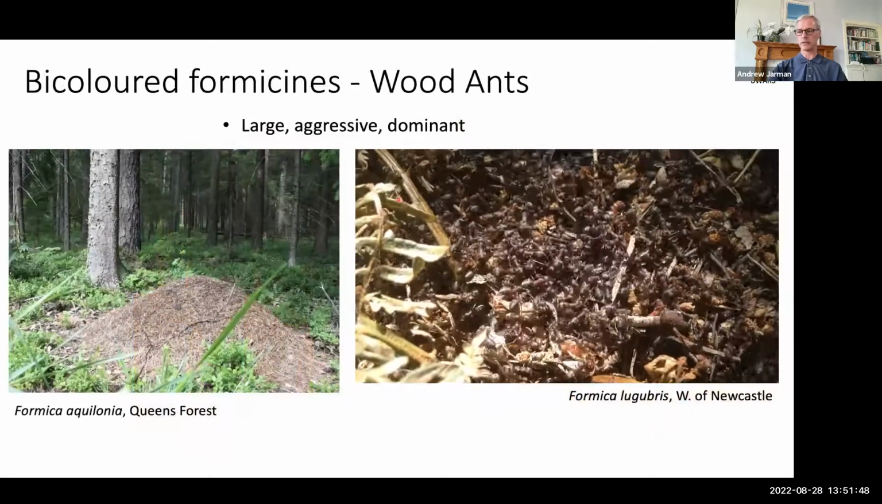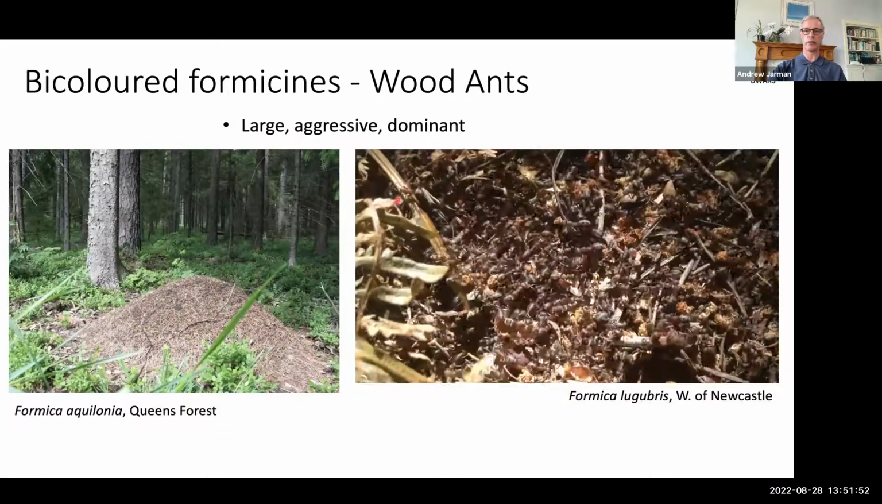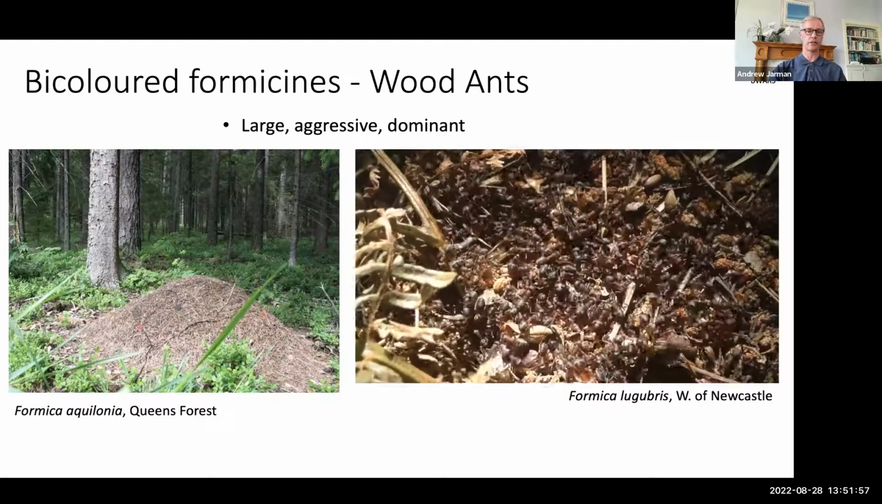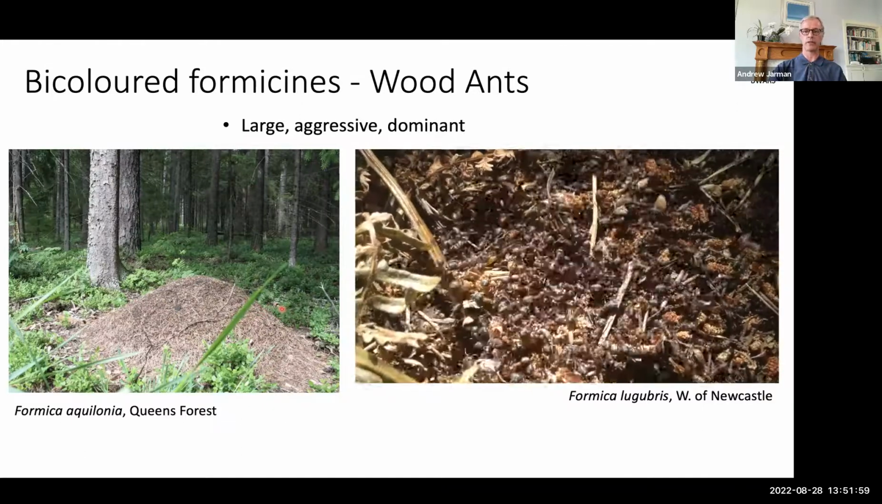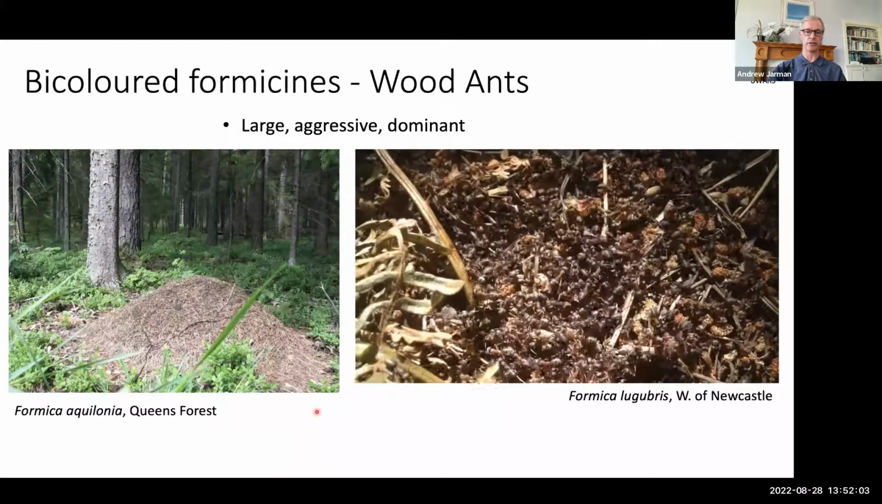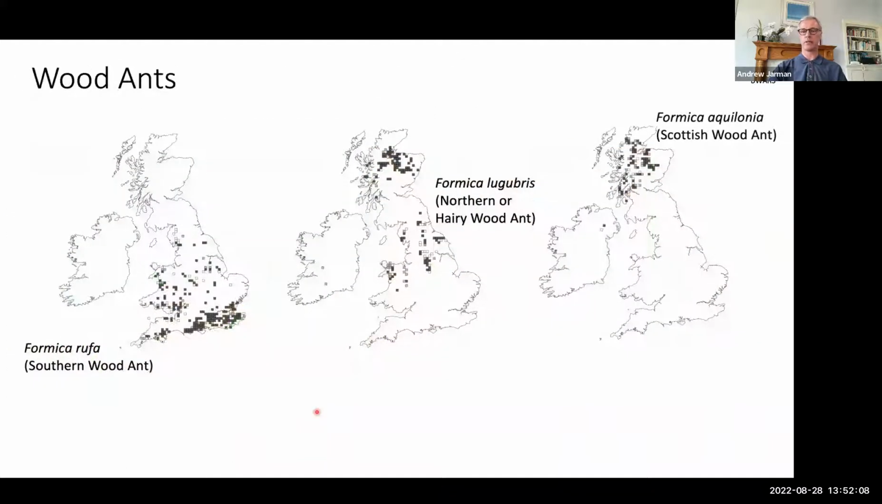Okay, so moving on to the bicolored Formicine ants. These are most likely going to be wood ants, and if you know anything about ants, you will probably know about wood ants. They live in these large mounds in woods. They're very aggressive and dominant in the places they live in. And there are 3 species on mainland UK.